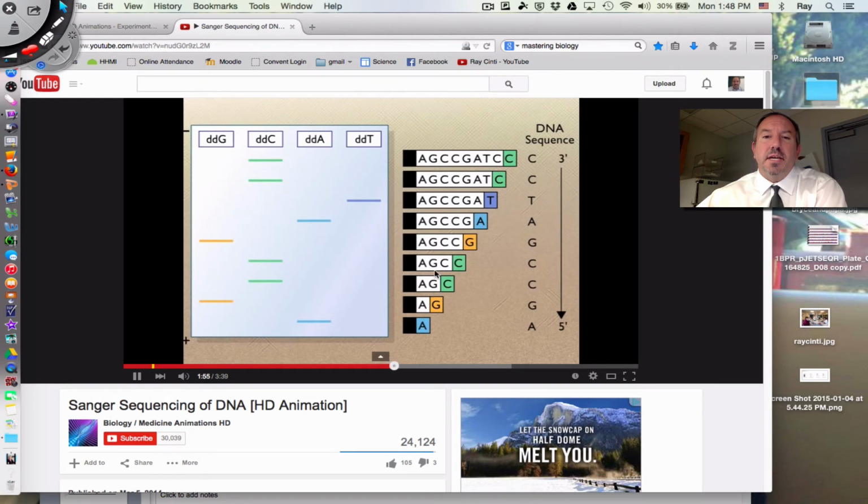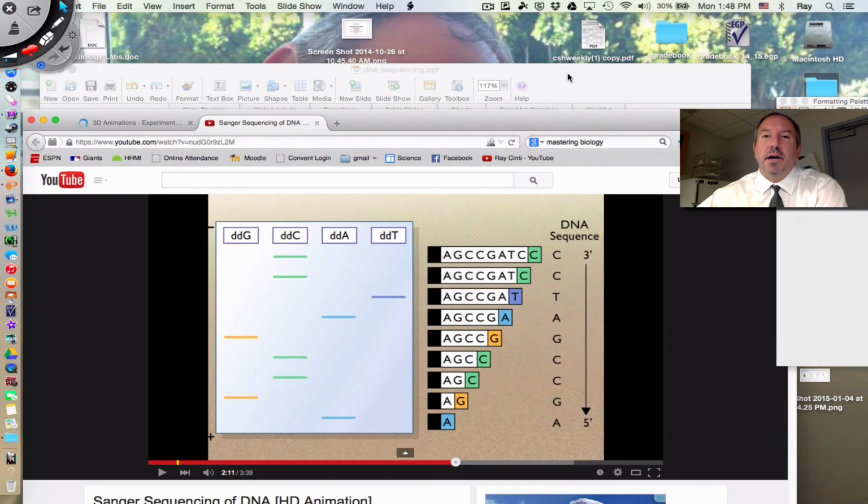And so as you can see, this is the longest piece, the biggest piece, and the shortest piece. And you can literally go right down this and go, it's C, C, T, A, G, C, C, G, A. And this is how Sanger sequenced it. And so using that, hopefully that was helpful.